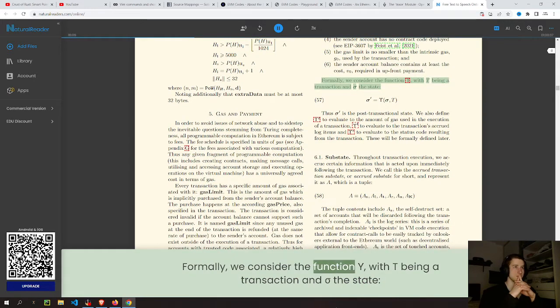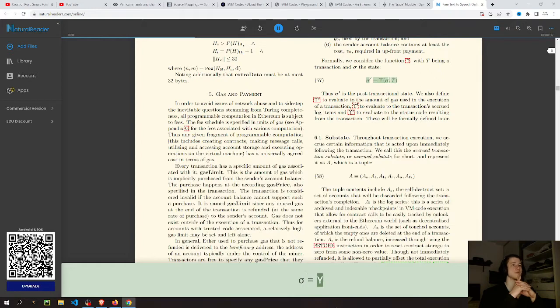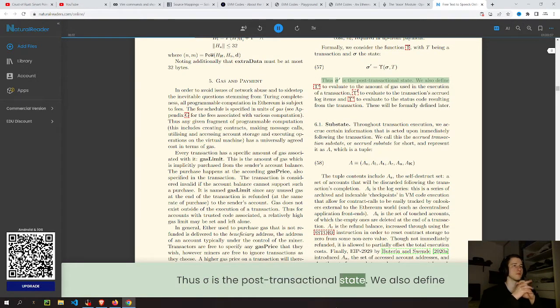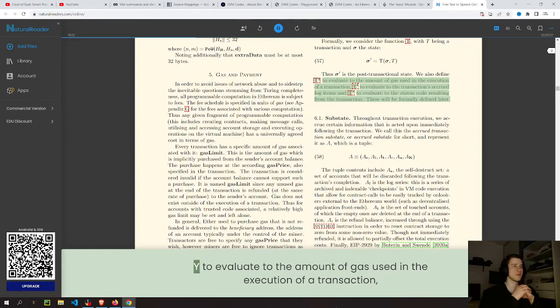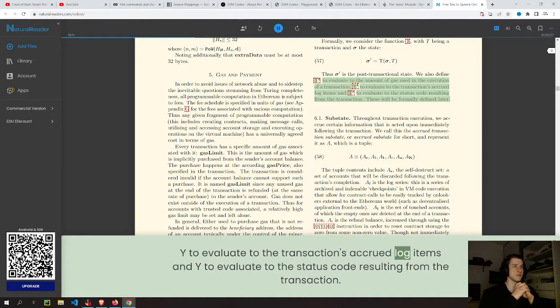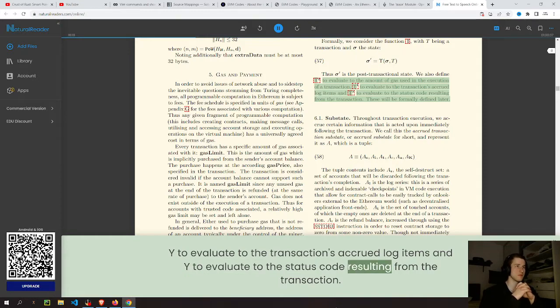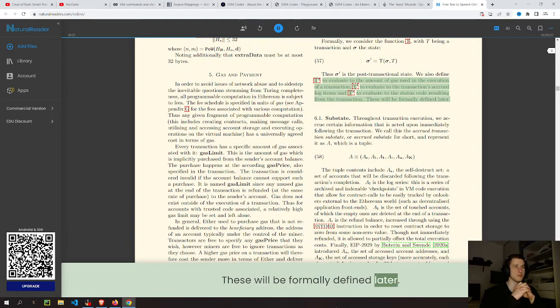Formally, we consider the function Υ, with T being a transaction and σ the state. σ' = Υ(σ, T). Thus σ' is the post-transactional state. We also define Υ^g to evaluate to the amount of gas used in the execution of a transaction, Υ^l to evaluate to the transaction's accrued log items, and Υ^z to evaluate to the status code resulting from the transaction. These will be formally defined later.